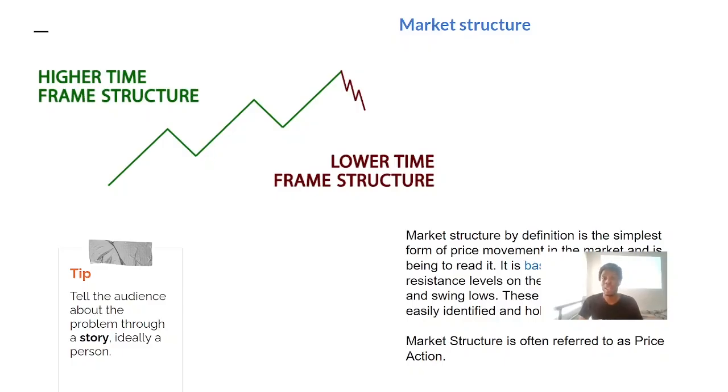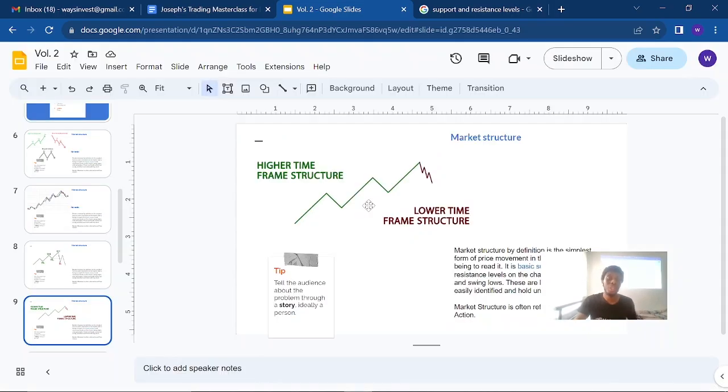All right, so this is another little thing about market structure that people don't often talk about, or maybe they do, I don't know. But here we have higher time frame. So let's look to the left. Higher time frame, we've got a higher high, higher low, higher high, higher low, higher high. And then you've got the lower time frame structure, which is producing lower lows, lower highs, lower lows, lower highs, lower lows.